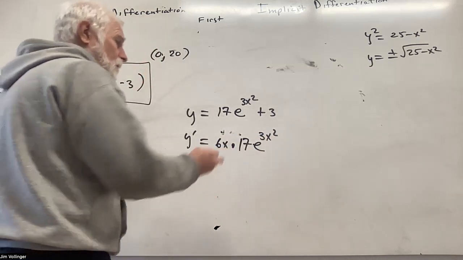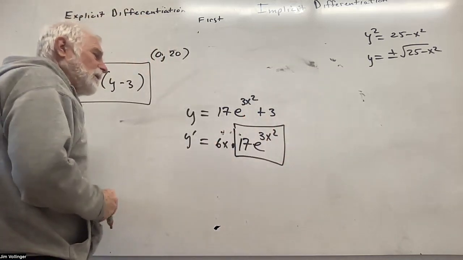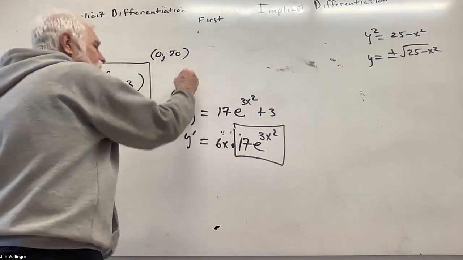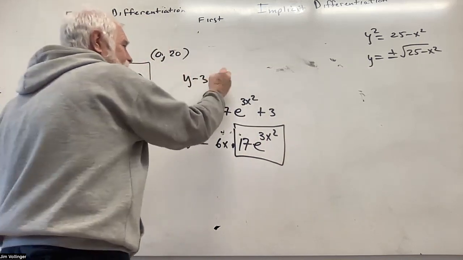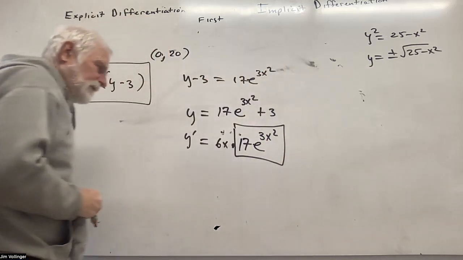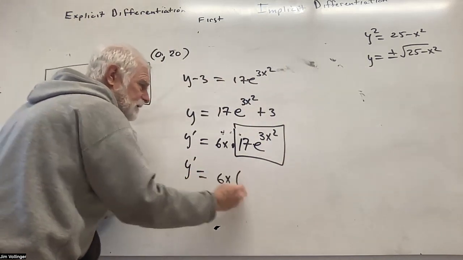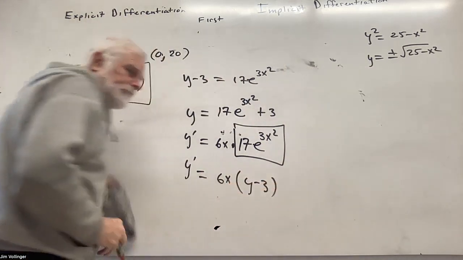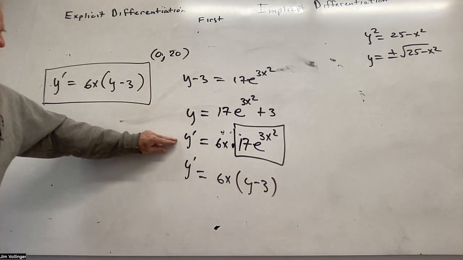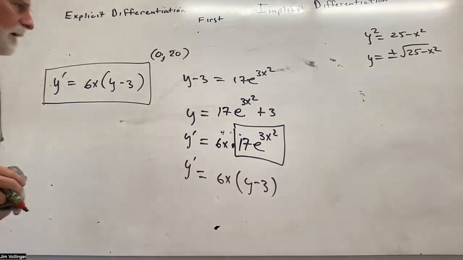Okay, so what's another name for 17e to the 3x squared? Well, I think we have to go back to this line of work, and we go, oh, that's y minus 3. That's what 17e to the 3x squared actually is. And so there's our y prime equals 6x times y minus 3. Okay, just trying to link the explicit differential process to the implicit. Right?